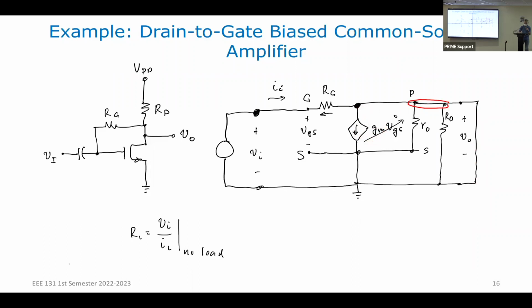by the way, this is no longer equal to 0. It has a value now, but the point is this is a short circuit. Baka malito kayo. Okay. So anyway, this is V's of I. This is 0. So I's of I is equal to V's of I minus 0 over RG. And therefore, V's of I over I's of I is just equal to RG. So, pretty trivial.